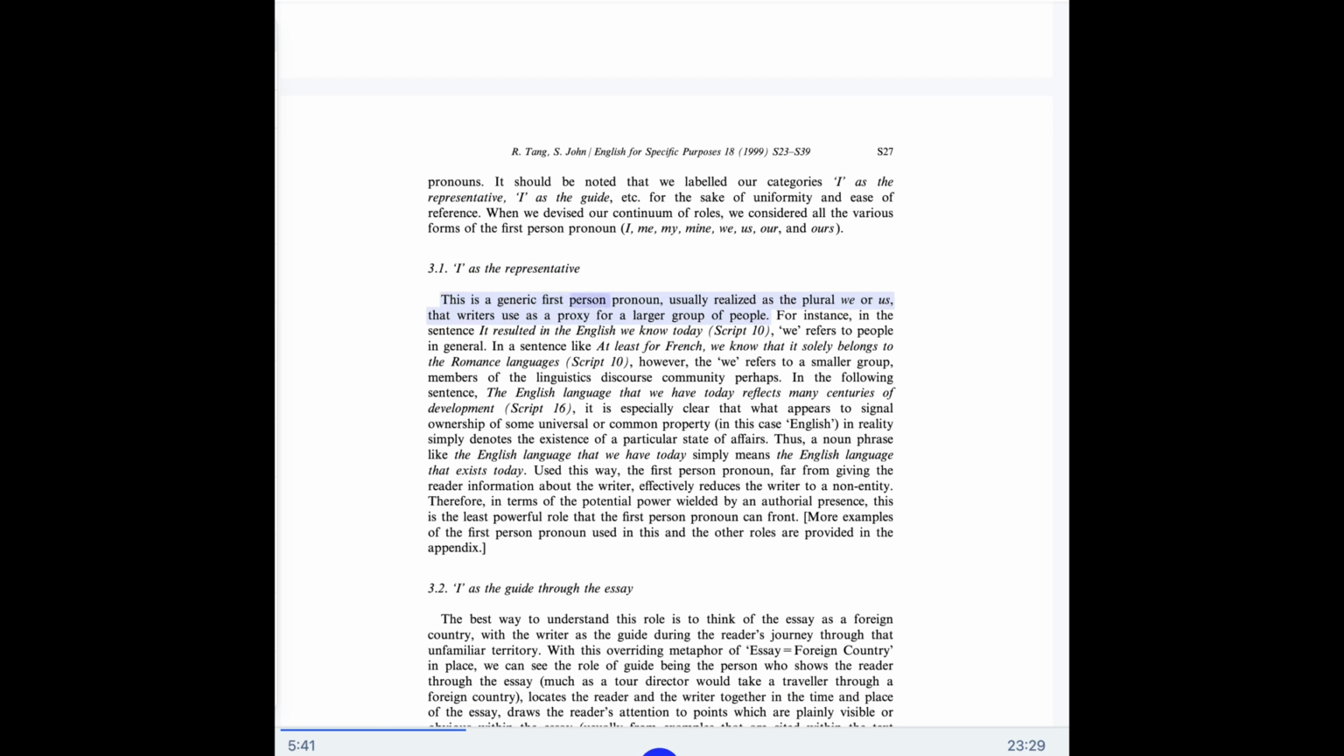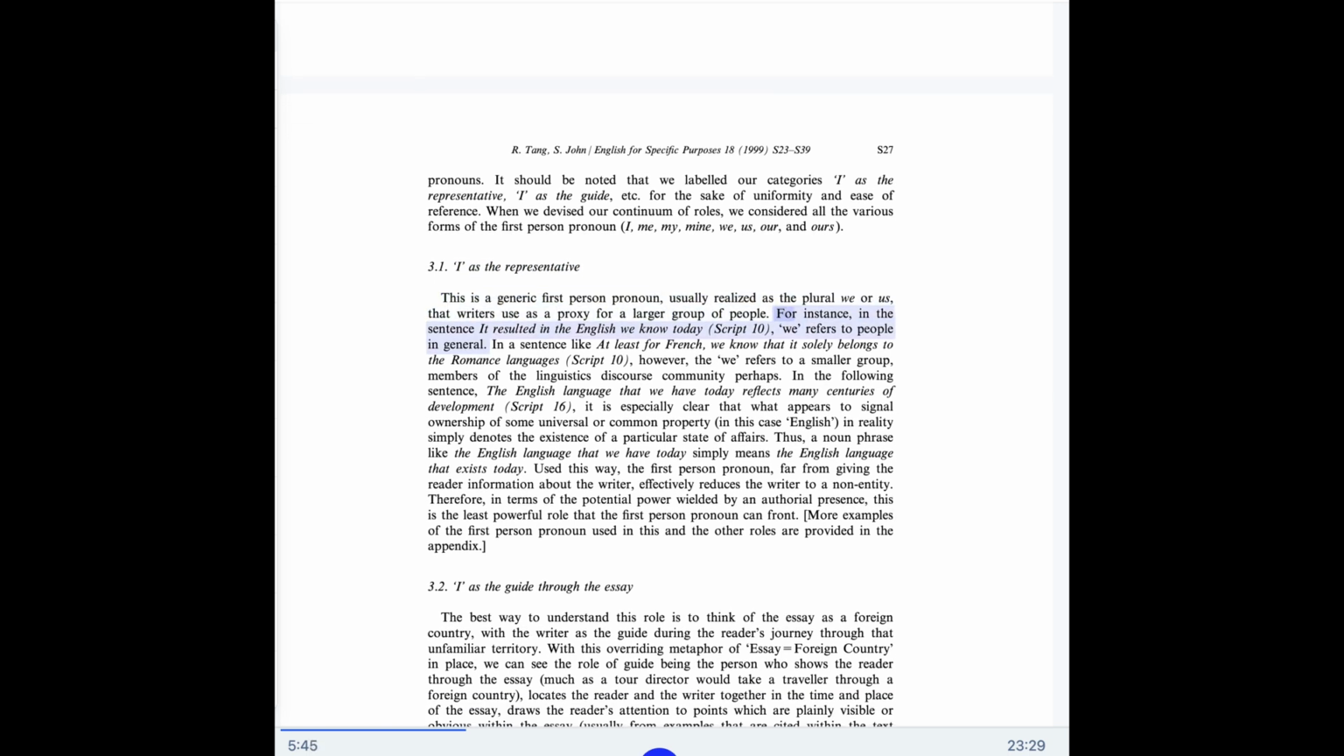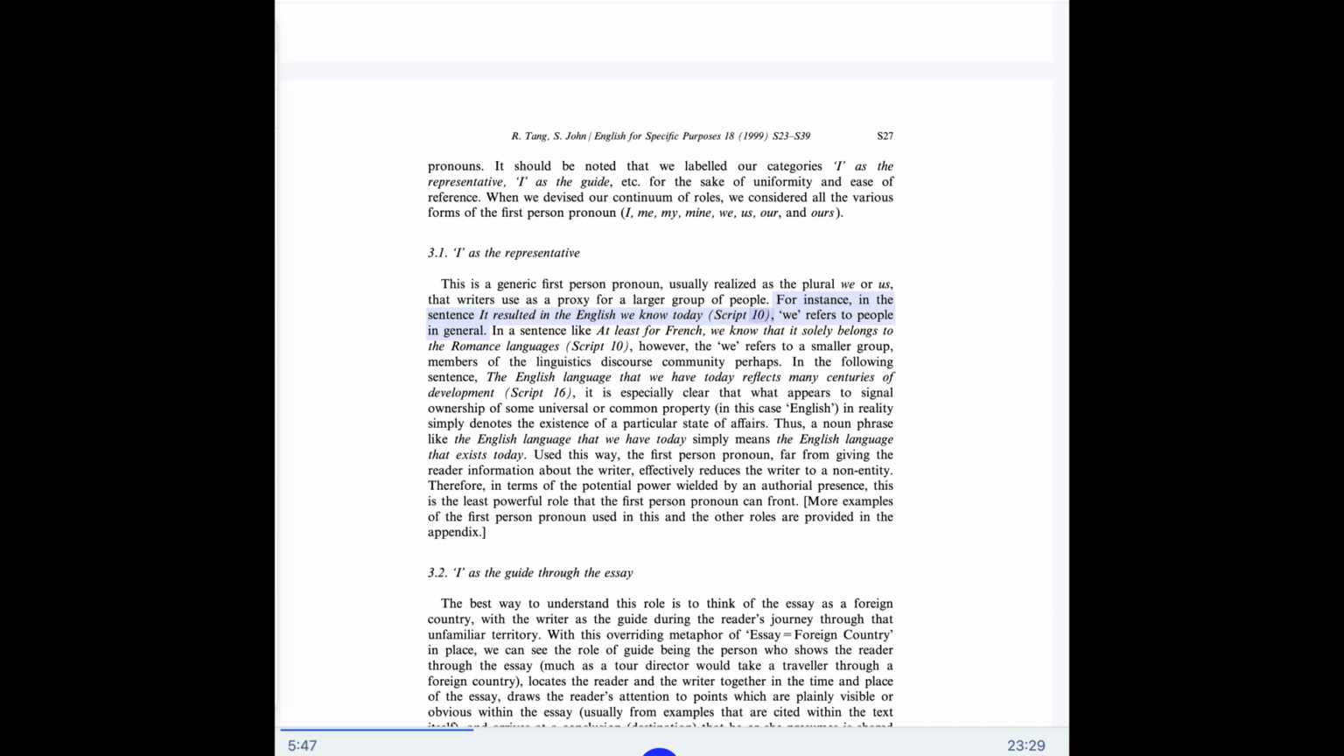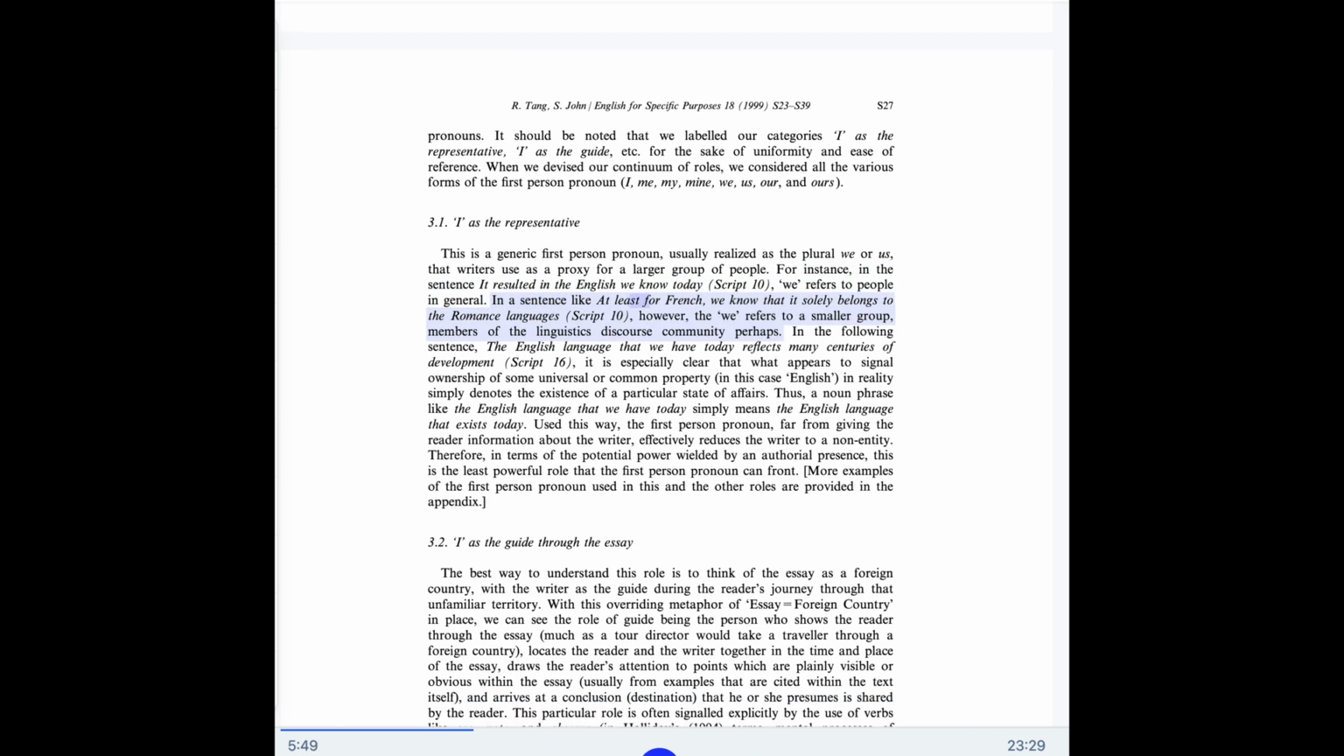This is a generic first person pronoun, usually realized as the plural "we" or "us," that writers use as a proxy for a larger group of people. For instance, in the sentence "it resulted in the English we know today" (script 10), "we" refers to people in general. In a sentence like "at least for French, we know that it solely belongs to the Romance language's script" (script 10), however, that "we" refers to a smaller group, members of the linguistics discourse community perhaps.